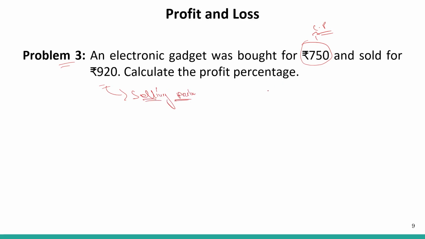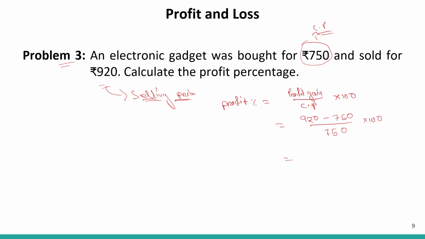So it tells us to calculate the profit percentage. So profit percentage will be, we know the formula, right? It will be profit gain by CP, that is the cost price, into 100. So profit gain is how much? The selling price, sorry, 920 minus cost price, that is 750. So selling price minus cost price by cost price, that is 750, right? So this much into 100.